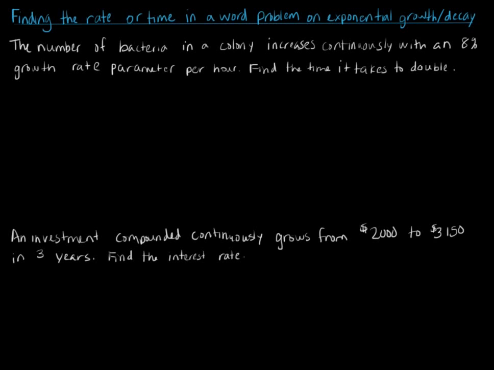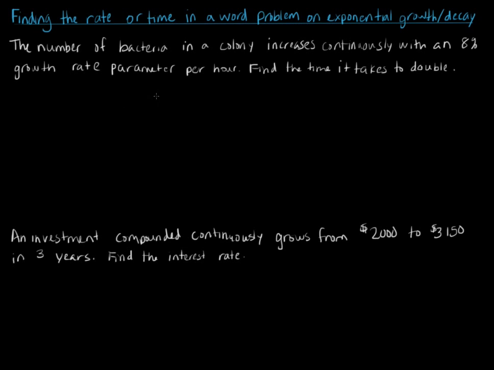In this video, I want to talk about finding the rate or time in a word problem on exponential growth or decay. And in these problems, we're actually talking all about continuous exponential growth and decay. So the first problem says the number of bacteria in a colony increases continuously with an 8% growth rate parameter per hour. Find the time it takes to double.